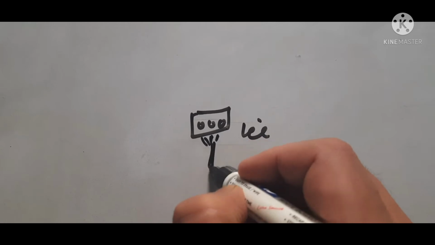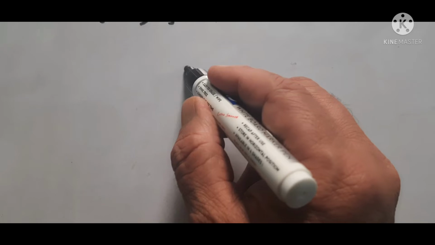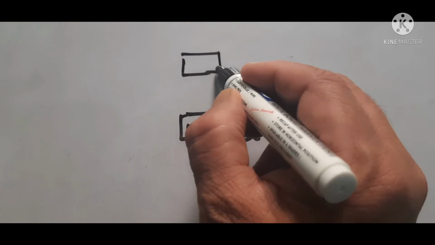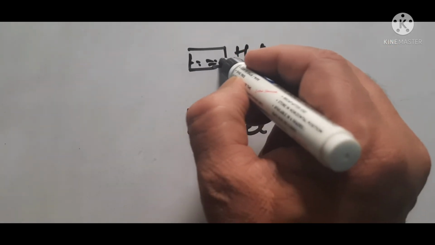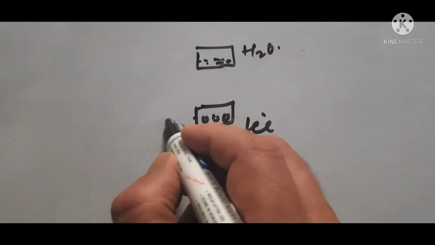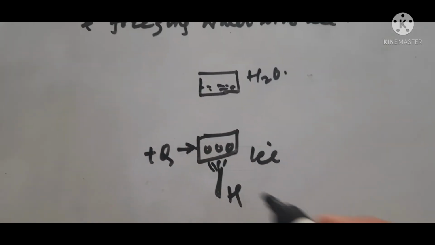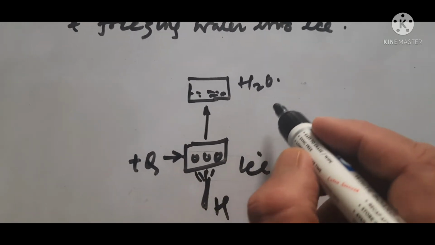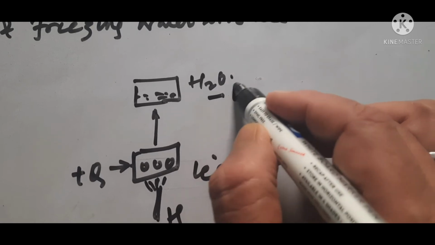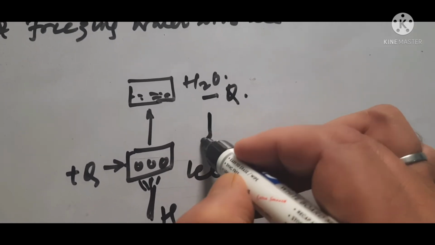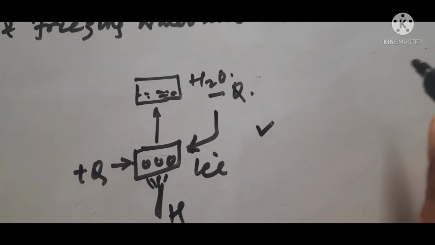Now I am providing heat. Then it will convert into water. I am providing it heat, plus Q amount of heat I have provided. Then it will convert into water. And if I take out minus Q amount of heat, it converts into ice. That occurs. That means it is a reversible process.